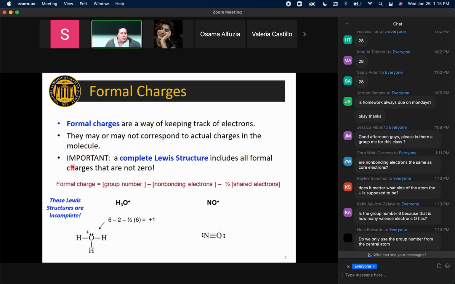Okay, and do we only use the group number from the central atom? Is the last question in the chat box right now.